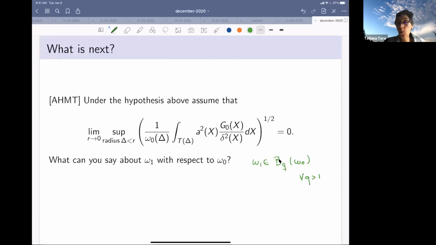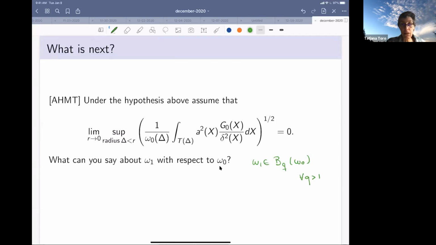But of course, we want more. For those of you who are in the area, the right question to ask is whether the Radon-Nikodym derivative of omega 1 with respect to omega 0 has a log that is in VMO. And that's the thing that we're trying to achieve.